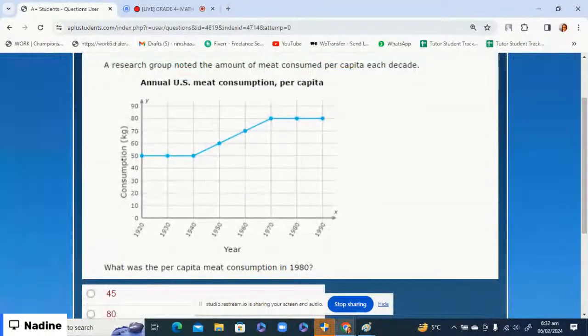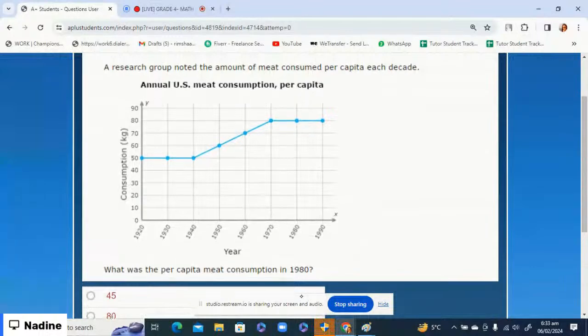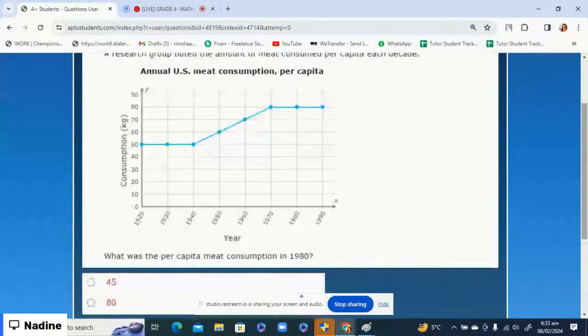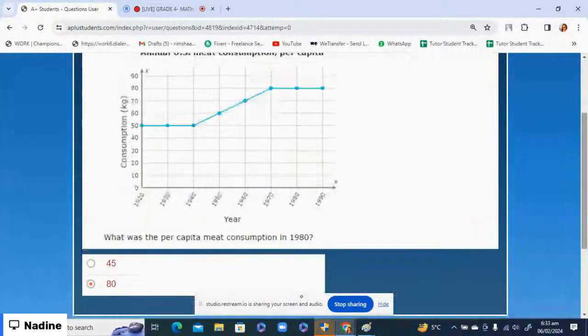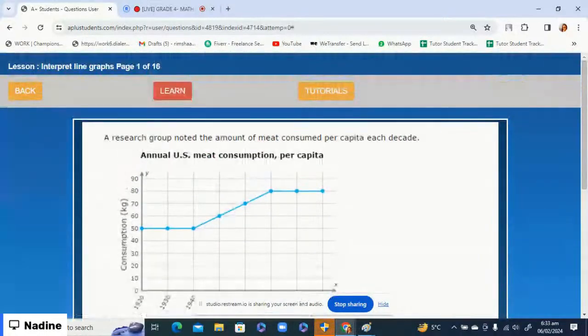Look at here now. The number of years is given and also the consumption weight is given, in the form of kgs. And we need to know what was the per capita meat consumption in 1980. So where does 1980 lie? At this point it's 1980, this one. And in 1980 how much is the consumption? Check it out. That is 80. So here are the options, that is 80. So we click over that option.